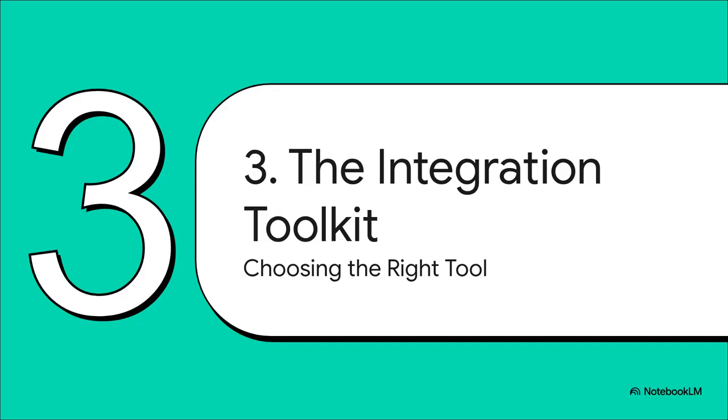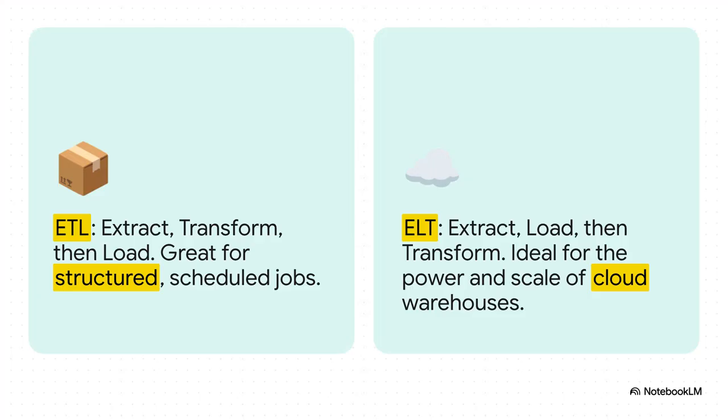Okay, so we get the what and the why. Now let's get into the how, because to connect all that data, you're going to need the right set of tools. Let's open up the integration toolkit. First up, we've got the two classic approaches, ETL and ELT. With ETL, that's extract, transform, load, you clean up and structure the data before you put it into your warehouse. It's solid, great for old-school scheduled jobs. But then there's ELT, which kind of flips the script. You extract the raw data and load it in first, and then you transform it right inside the warehouse. This is the modern way, and it's perfect for the power you get with cloud platforms.